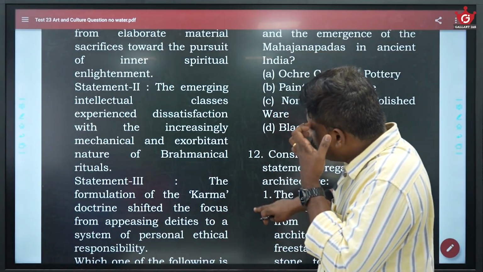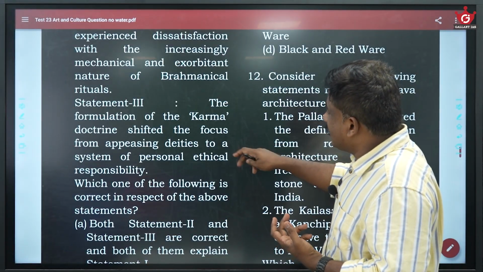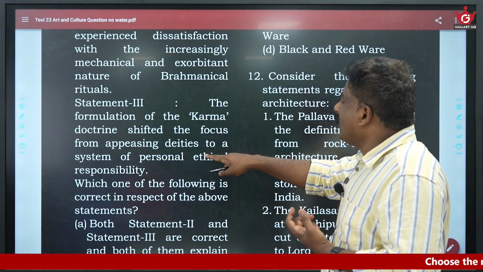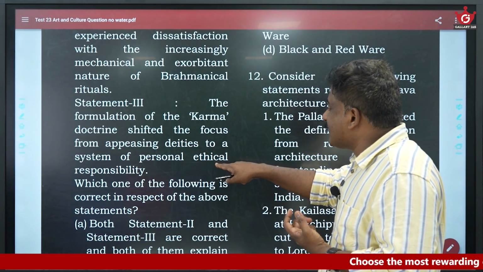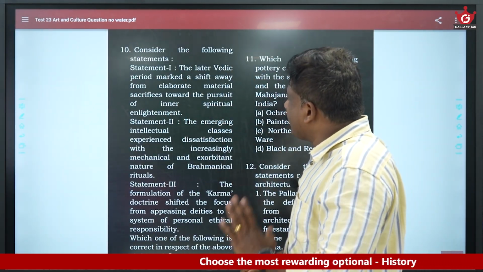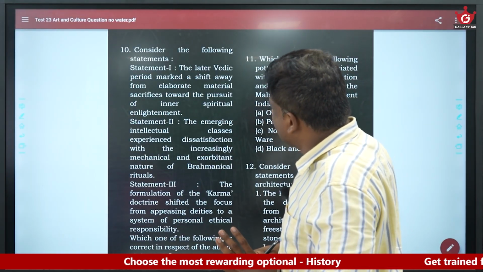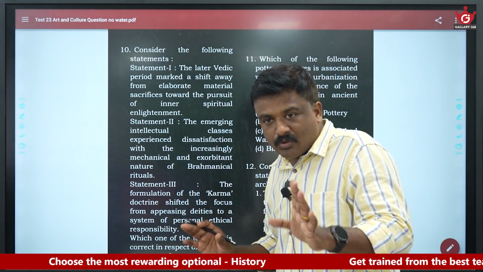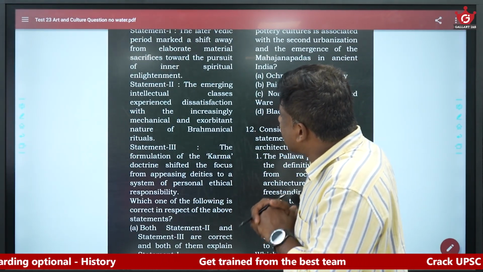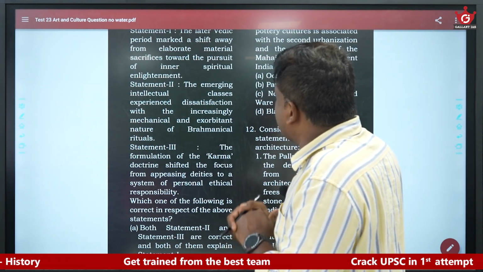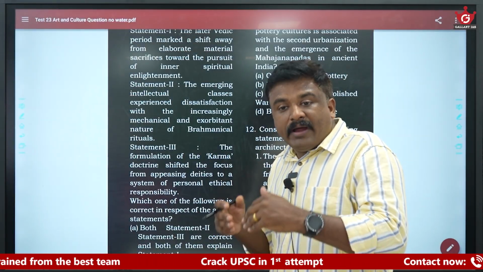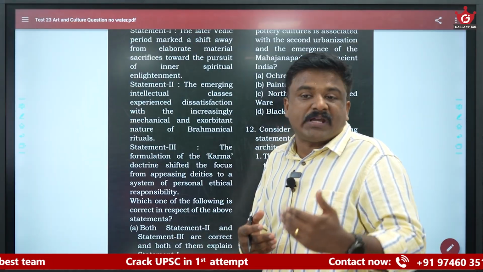Okay. So that way, the third sentence: the formulation of the karma doctrine shifted the focus from appeasing deities to a system of personal ethical responsibility. The later Vedic era marked a shift from elaborate material sacrifices towards pursuit of inner spiritual attainment. You said it is correct. Now the second: emerging intellectual classes experienced dissatisfaction with the increasingly mechanical, exorbitant nature of the Brahminical rituals. That is also a fine explanation to statement 1.